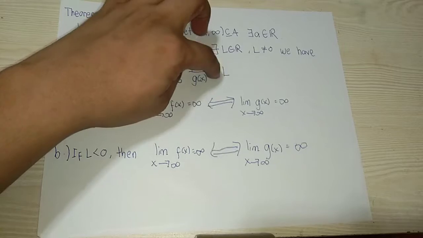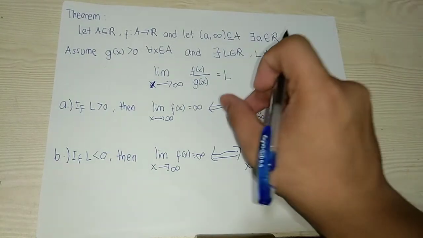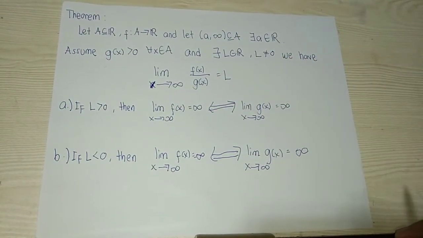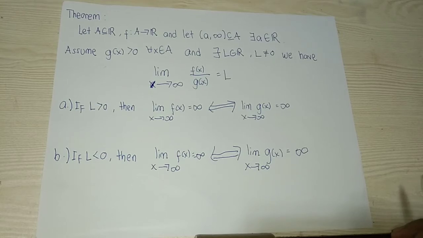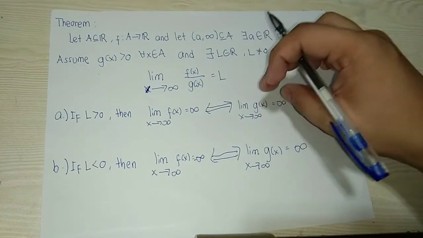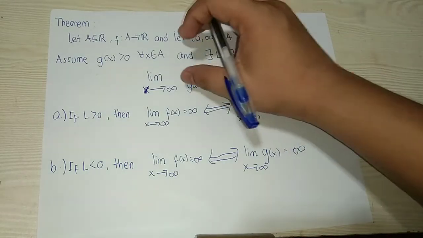Okay, so let's have letter A. Kapag daw yung L na to ay greater than 0, then yung limit daw ng f of x as x approaches infinity is infinity, if and only if limit of g of x as x approaches infinity equals infinity. So alam natin yung meaning ng if and only if. Ibig sabihin, ito implies dito. Ito implies ito. Okay? So ito yung general assumption.